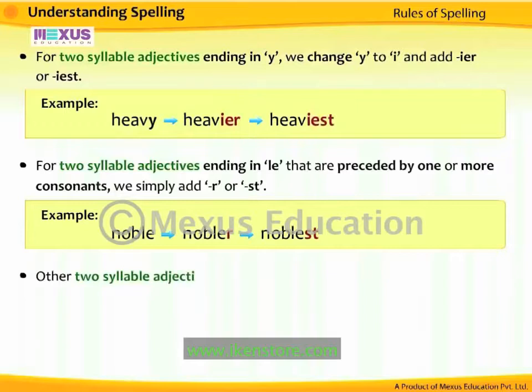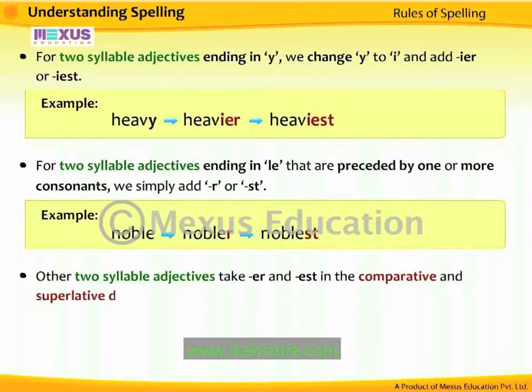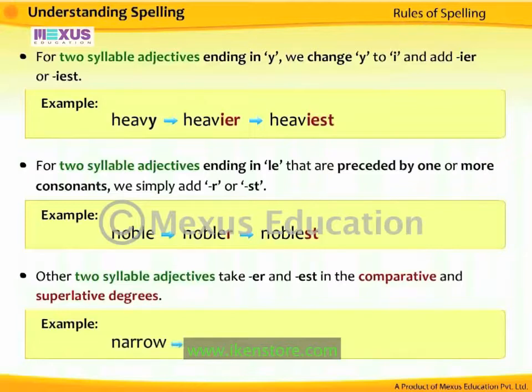Other two-syllable adjectives take ER and EST in the comparative and superlative degrees. For example, narrow becomes NARROWER, narrower, and NARROWEST, narrowest.